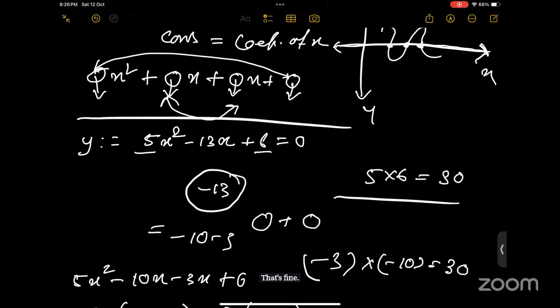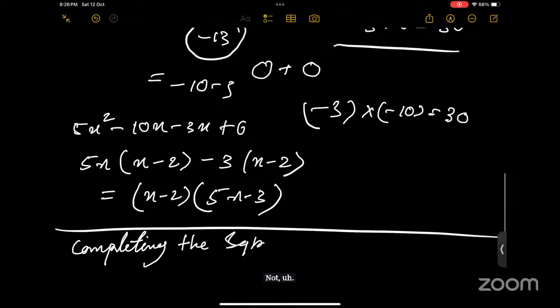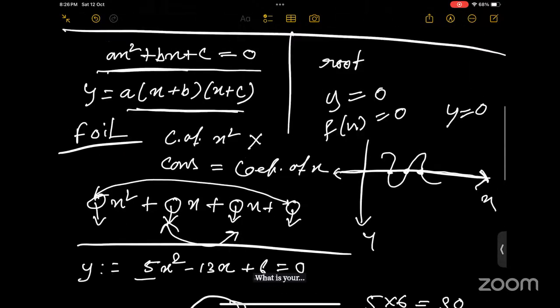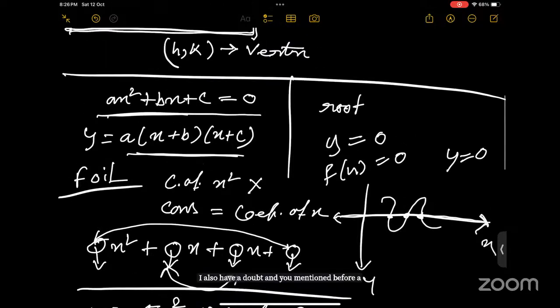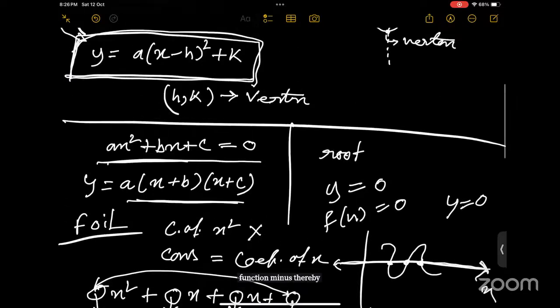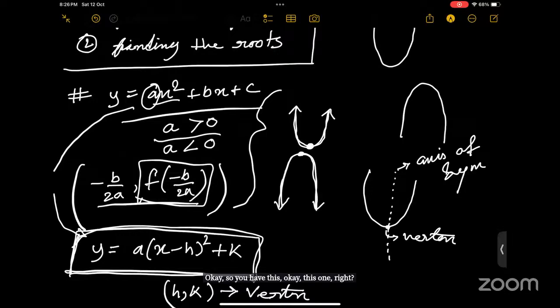Ma'am, I have a doubt in vertex. To find the vertex, you mentioned before function minus b by 2a. What does that mean? You have this, the function of x. So we will put minus b by 2a instead of x.